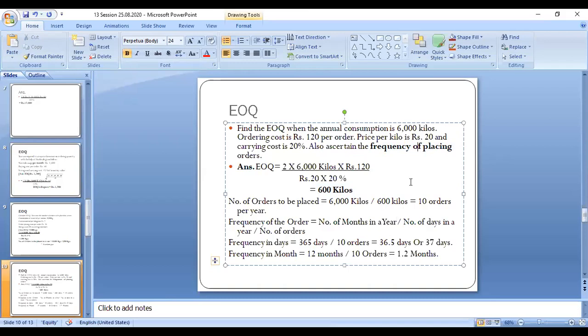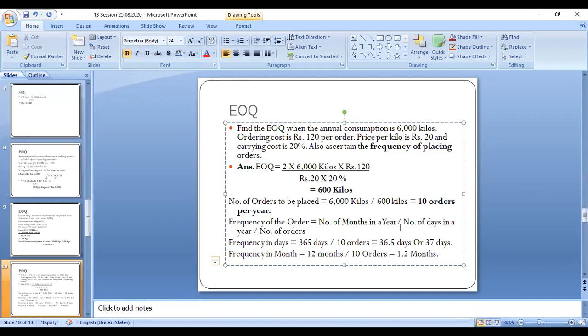It is calculated by applying this formula. In this normal case, you have to place 10 orders per year to get the 6,000 kilograms of annual requirement. Each order should consist of 600 kilograms. So if you place 10 orders, you will get our annual consumption requirement of 6,000 kilograms, right? So what is the frequency of the 10 orders?